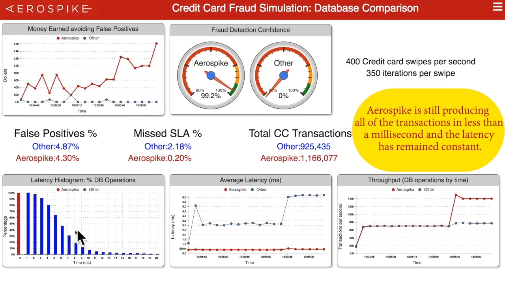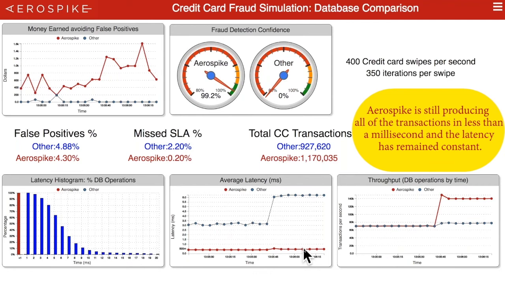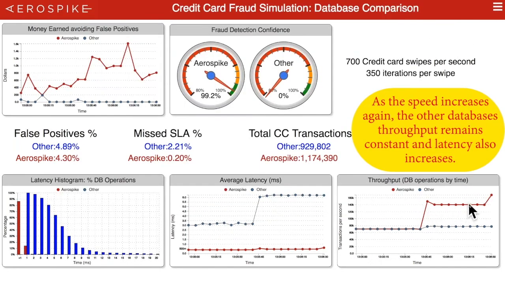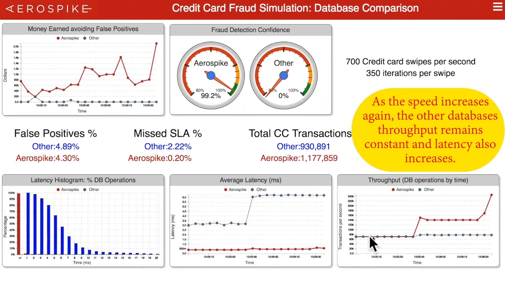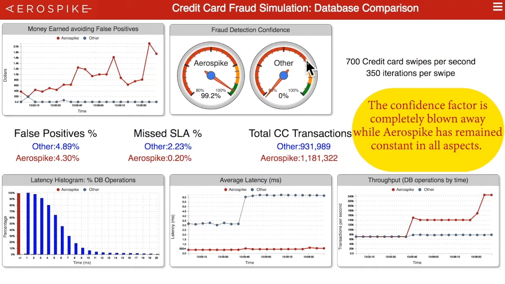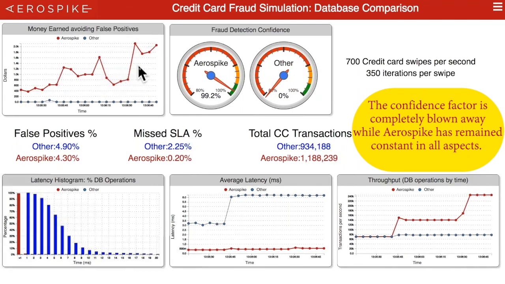We can see that Aerospike is still completing all of the database operations in less than a millisecond, and the latency has remained constant at about 500 microseconds. Let's crank it up one more time, and we can see throughput increase. We can see latency remain the same, and again, the latency increases for the other database in our latency graph. The confidence factor is completely blown away with the other because it's continually missing service level agreements, and we can see that the money saved using Aerospike as the underpinning database is much higher.